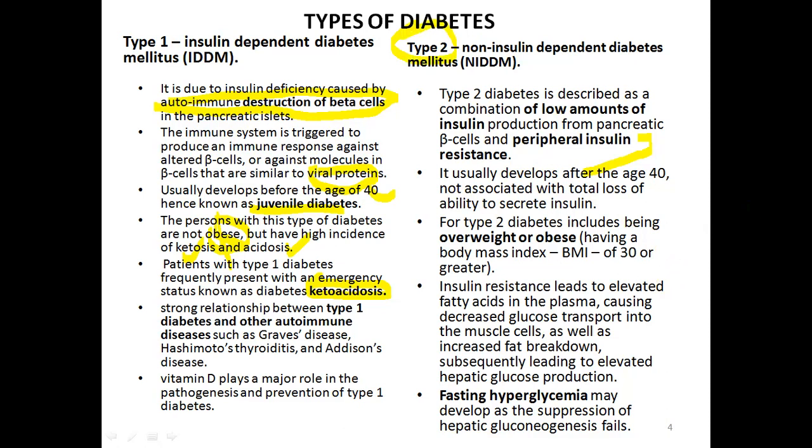Now, it is usually reported after 40 years, and the persons suffering from type 2 diabetes are usually overweight or obese, and their BMI, that is body mass index, is 30 or even greater than that. So people who have a BMI of 30 or greater are more prone to diabetes mellitus.